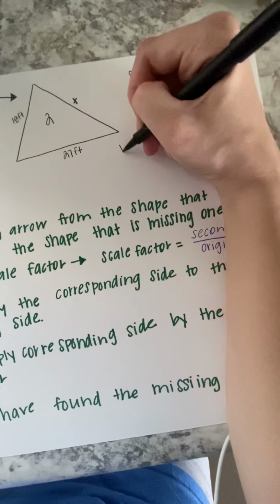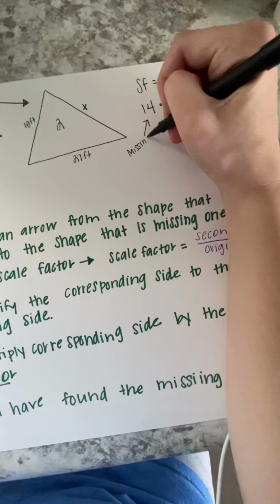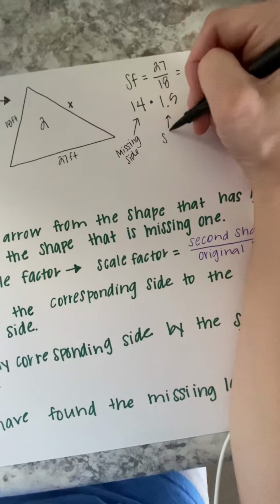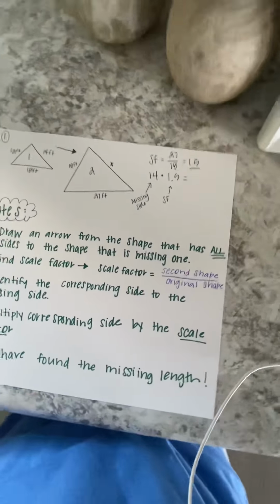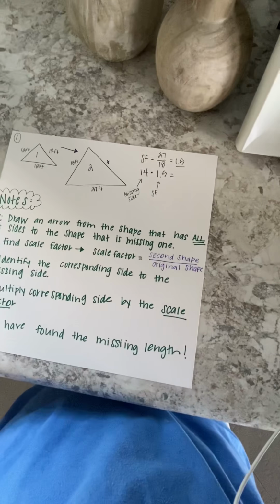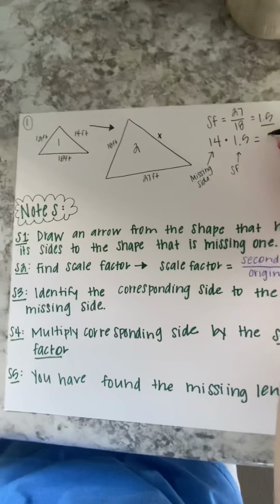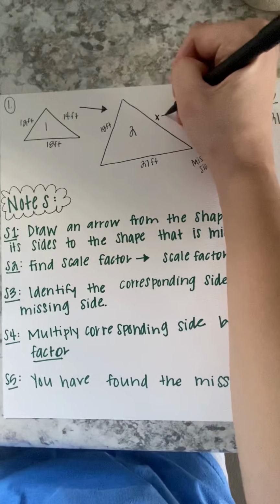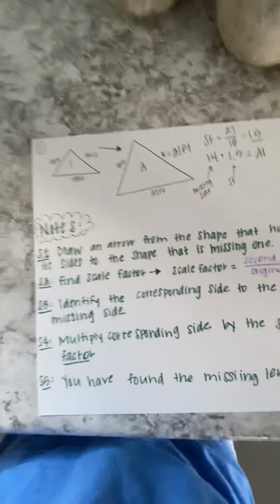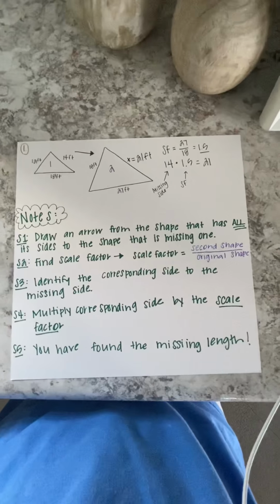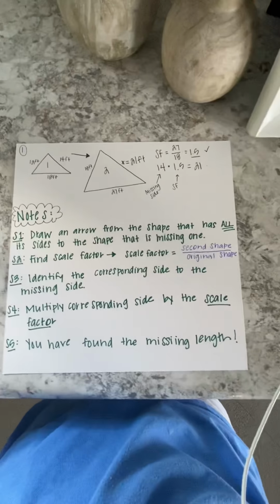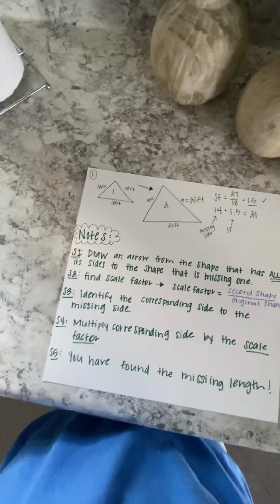So 14 is my corresponding side. 1.5 is my scale factor. And when I multiply 14 times 1.5, I get 21. My missing side is 21 feet. So, it's really easy. You had the other steps perfectly. This step was just a little bit, we had a little bit of an error there.